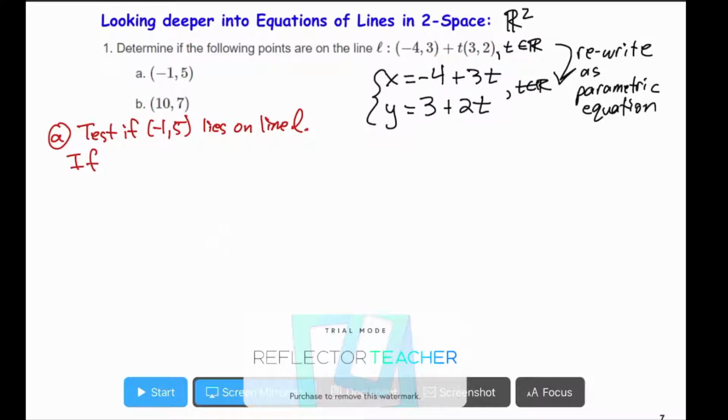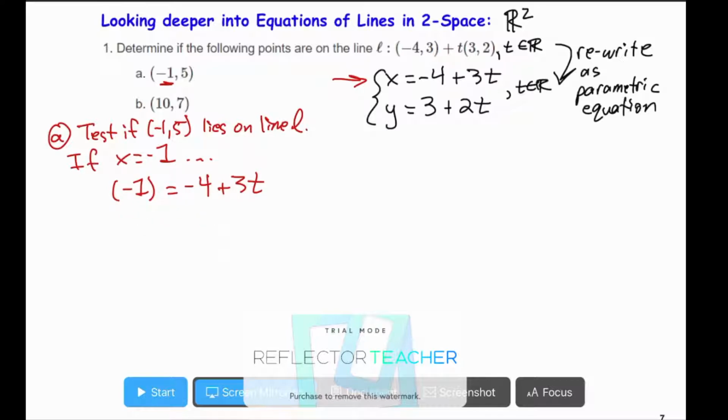If x is equal to -1, so we're taking our x value from here, and we're going to plug it into our equation. So let's take a look at our parametric equation. Instead of x, we're subbing in -1 equals -4 plus 3t. I don't need to rewrite it that way. I'll bring the -4 over right away.